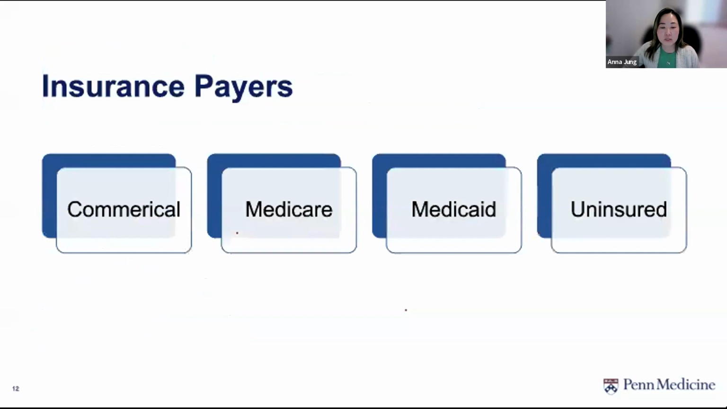So now we're going to switch gears to talk about the different insurance coverages and the terms that are used that you may or may not be familiar with. Commercial insurance is typically an employer-based or private coverage plan through the marketplace or the healthcare exchange. Medicare is a federal program to provide health insurance for people age 65 and older, as well as people with disabilities. Medicaid is a state-run program that is funded by a combination of state and federal dollars. And I did include uninsured as a category here. Uninsured is someone with no insurance or may be in between insurances.